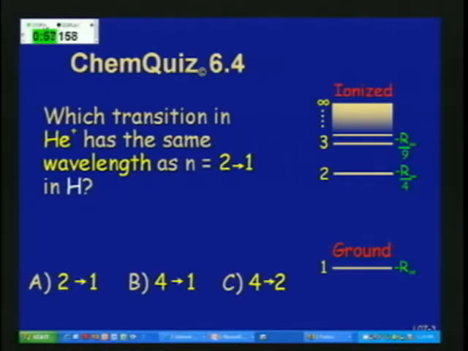Just use helium and put it in for n equals 1, for n equals 2, for n equals 3, if you find the same level. Okay? The same level energy.